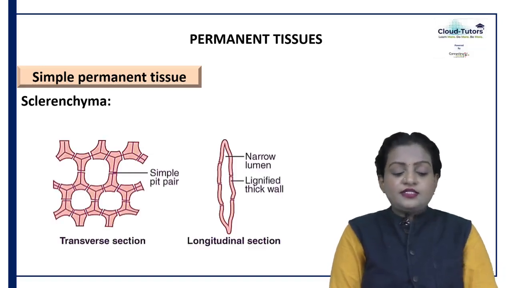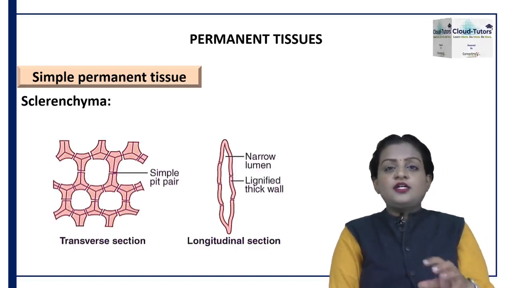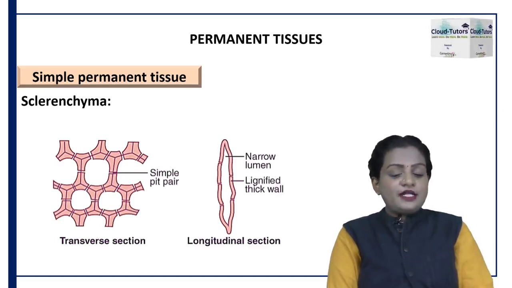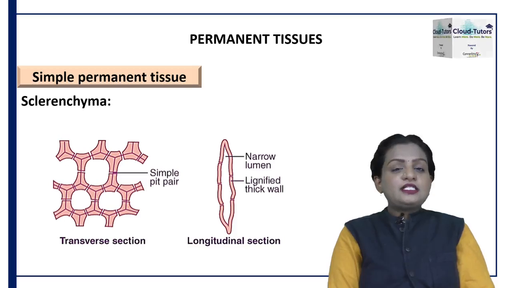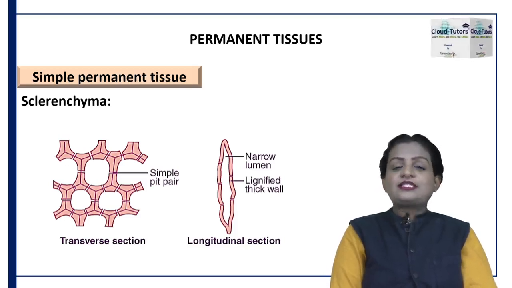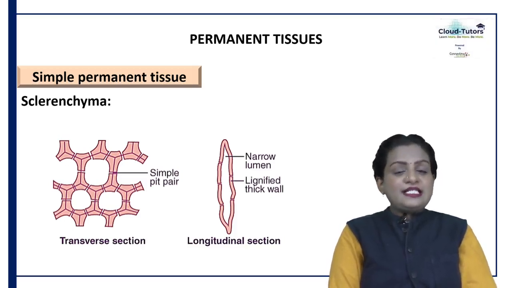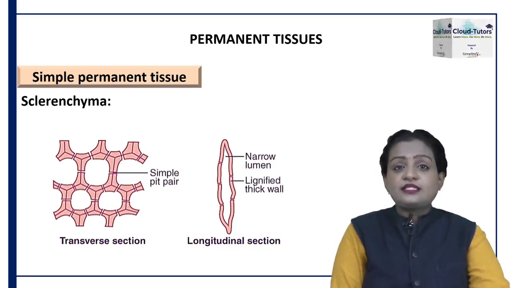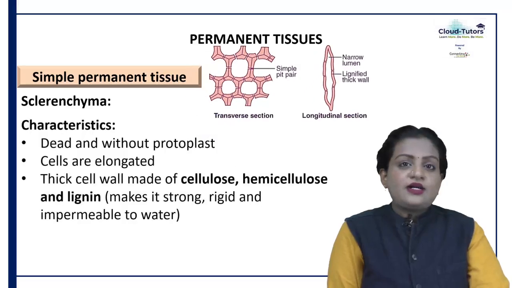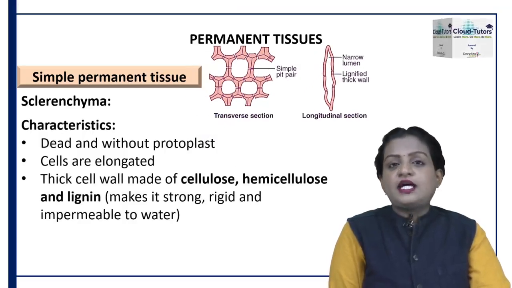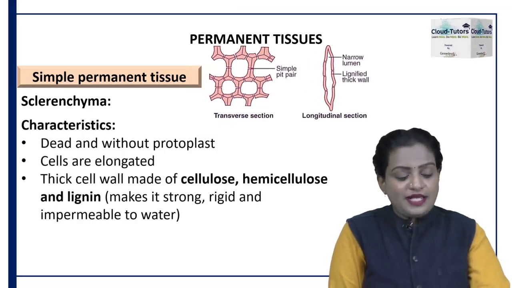Sclerenchyma, this is how it looks. You can actually see that only one part is labeled, that too a cell wall. That means the internal structure, the protoplasm, is absent in case of sclerenchyma. And the cell wall, as you can see, is very, very thick. So sclerenchyma characteristic, if you see, they are all dead and without protoplasm.